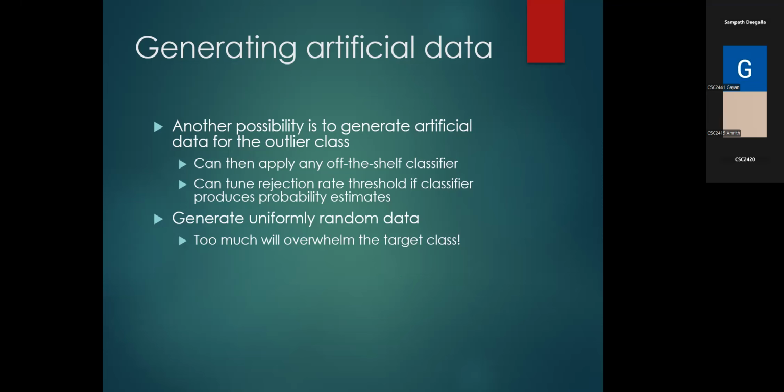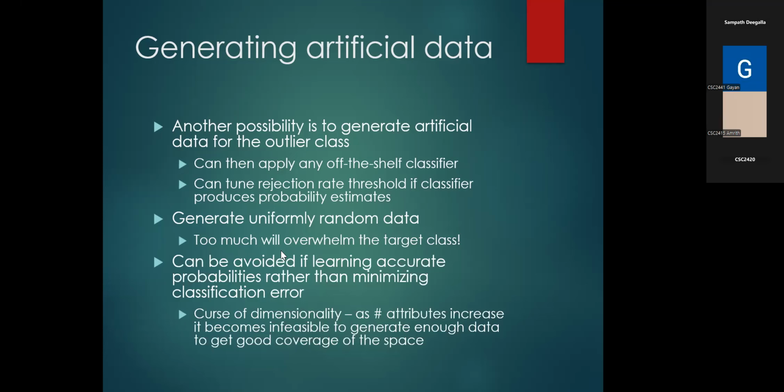Then you can generate uniformly random data. I think we discussed from the very beginning the use of randomness everywhere. So when you have data for one class, the data for the other class we can generate randomly, right? Then there's always a problem: if you do it too much, you might lose the information for the target class.